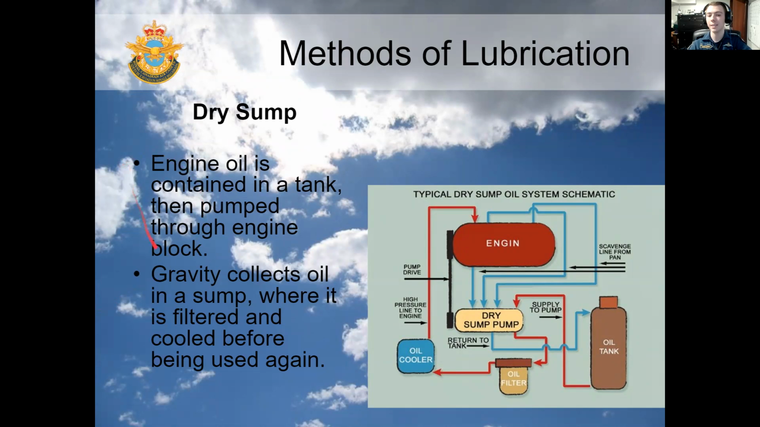Engine oil is contained in a tank and then pumped through the engine block. You can see here we've got our dry sump pump, and our oil tank goes through it. The sump pump brings our oil to the oil tank, and it then goes through the filter, through its cooler, into the engine, and then comes out as well. You can see this is color coded according to the associated temperatures with it.